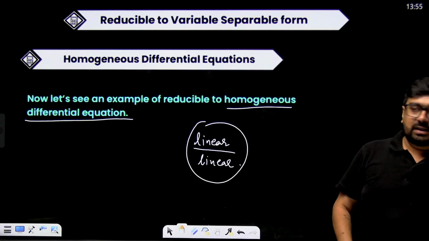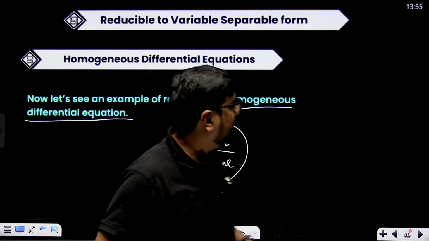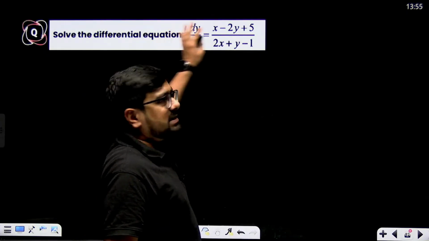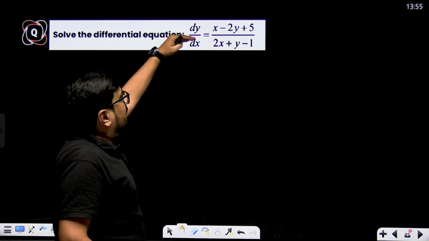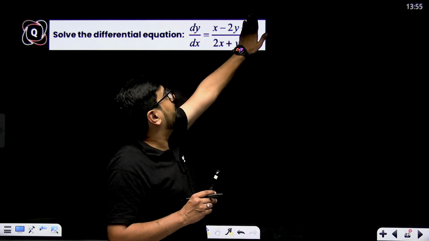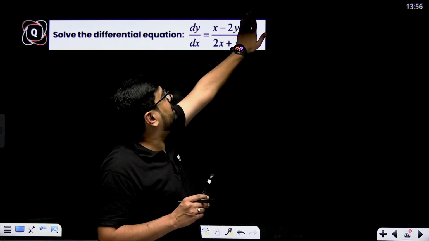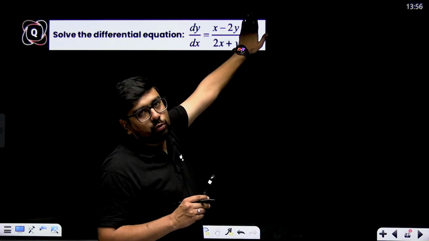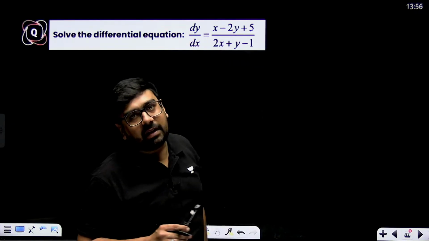How to reduce it, that we'll learn, that we'll see. So there is a standard method here also. Basically I want to reduce it to homogeneous form. Suppose this 5 was not here, then this was homogeneous. If this 5 and this minus 1 were not here, then this was homogeneous, right? But right now 5 and 1 are here.